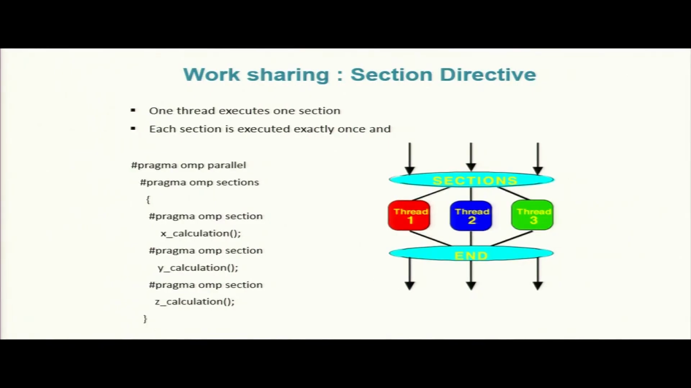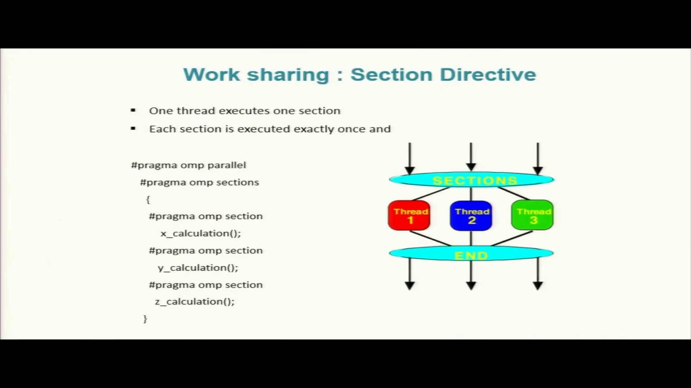Another work sharing construct is the sections directive. Sections provide task parallelism, so you have different tasks. In the case of a loop, we had data parallelism: different iterations of the loop each did the same work, but on different sets of data.